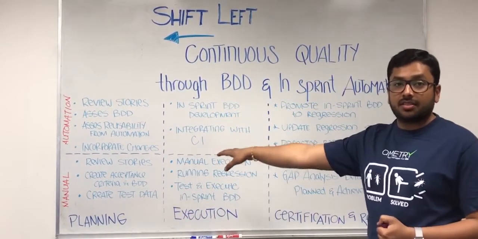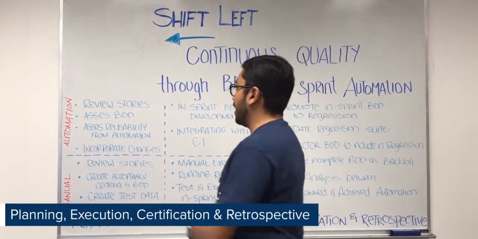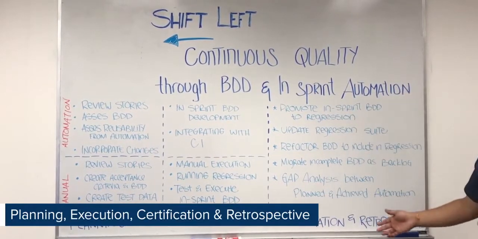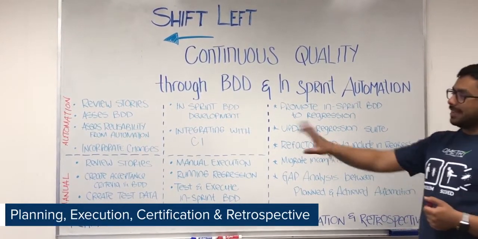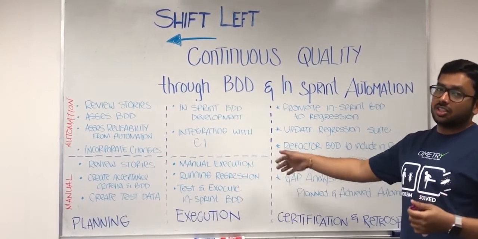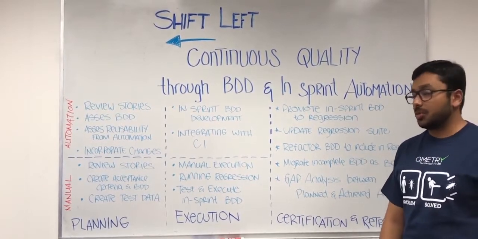So what we have here is that a sprint has three different phases: a planning phase, an execution phase, and the certification and retrospection phase. Planning is essentially 30% of your time during the sprint, 60% is execution, and 10% is during your retrospection of the sprint.